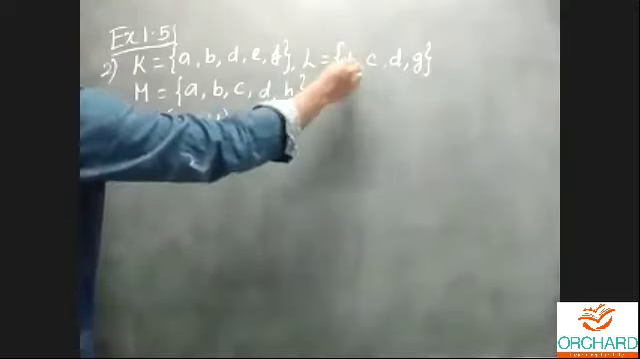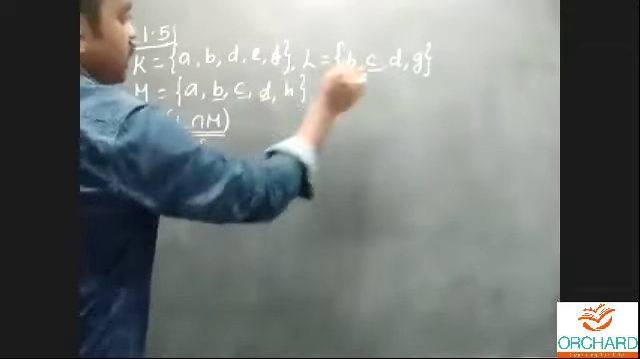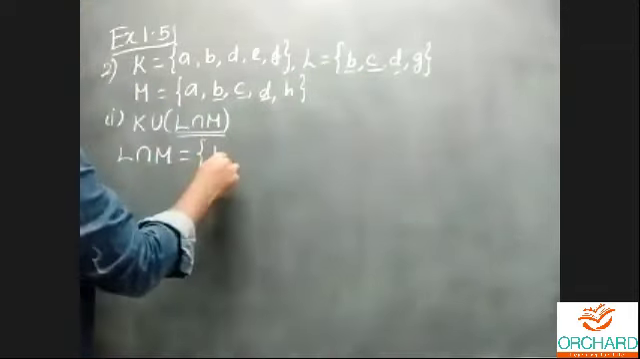First subdivision. We'll identify K union L intersection M. First, we'll identify L intersection M. What is the common element between L and M? Observe the elements of L and M. B, B, C, C, D, D. What are the common elements? B, C, D. These are the common elements of the set L intersection M.